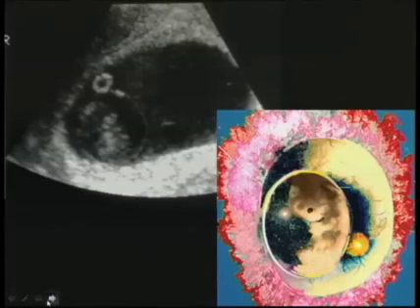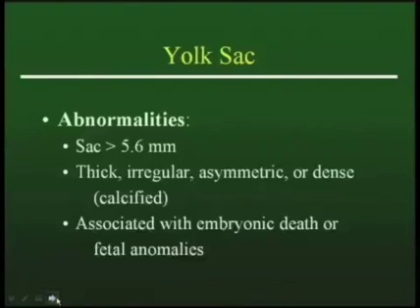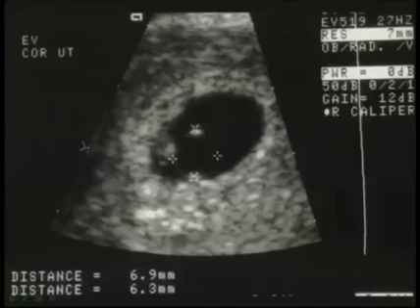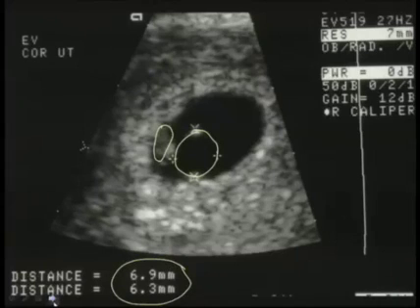Here, to remind you, the yolk sac is an extra-amniotic structure. This is the yolk sac here in this pregnancy, and it is outside the amnion, which is shown here. So this is the amnion. The yolk sac is situated outside of that in the chorioamniotic space. So abnormalities of the yolk sac: it can be too big, that is greater than 6 millimeters, and it can be too small. If it is thick, irregular, dense, sometimes referred to as the calcified yolk sac, that too is associated with embryonic death and fetal anomalies. Here is an example of a yolk sac that is too large. Here's the embryonic pole right here, and outside of the amnion is this very large yolk sac, measuring in excess of 6 millimeters, an abnormal size.